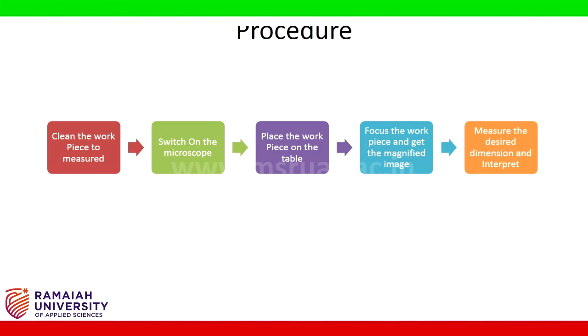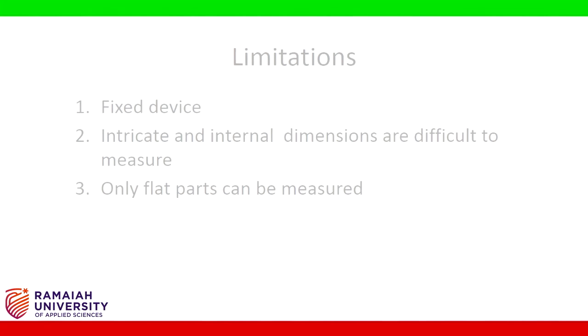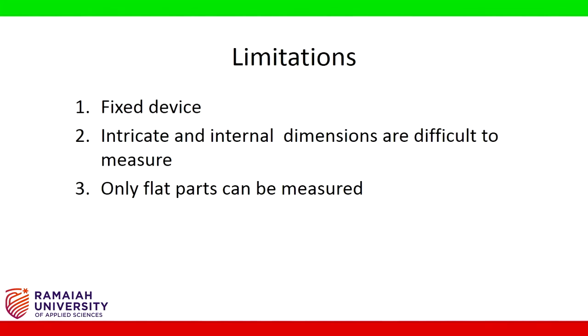Clean the workpiece to be measured. Switch on the microscope. Place the workpiece on the table. Focus the workpiece and get the magnified image. Measure the desired dimension and interpret. Limitations of the device. It is a fixed device. Intricate and internal dimensions are difficult to measure. Only flat parts can be measured using this device.